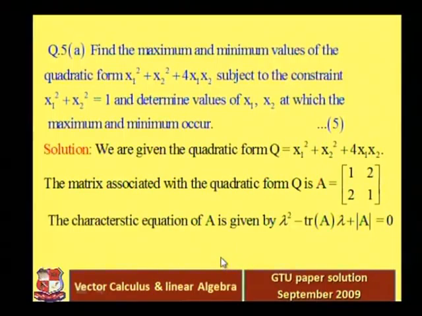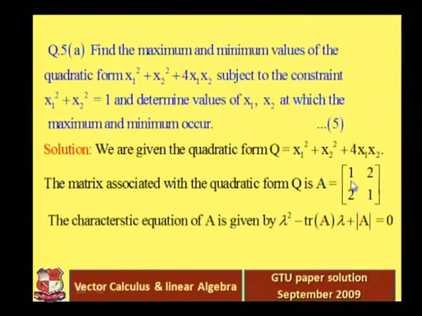Now we have to find the characteristic equation, eigenvalue, eigenvector, right? And then using that eigenvector and eigenvalue we can find the x1 x2 at which the maximum and minimum occur. So first of all find the characteristic equation of the given matrix. So let's see, 1 2 2 1.